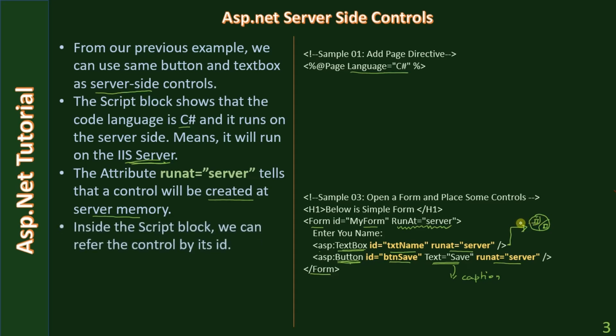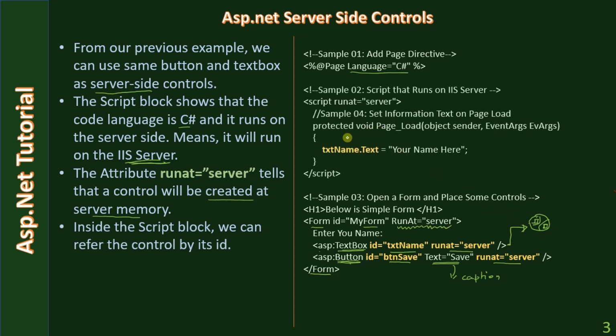Inside the script block, we can refer the control by its ID. And if you look at here, we have a script tag and it says script runat server. Script block ends here. And inside you can see the C# code. Right, we already specified in the page directive the language what we are using is C#, and here we are writing the event handler code.